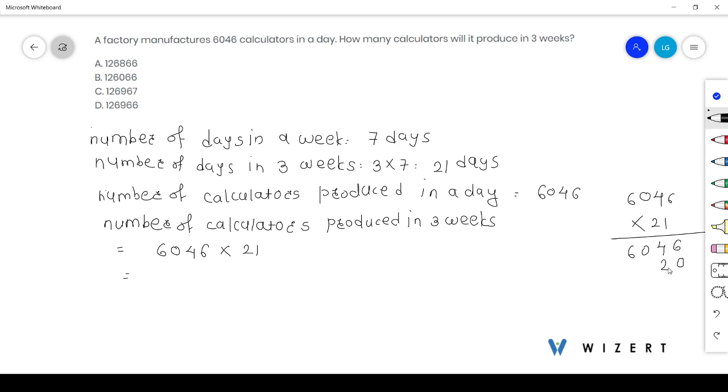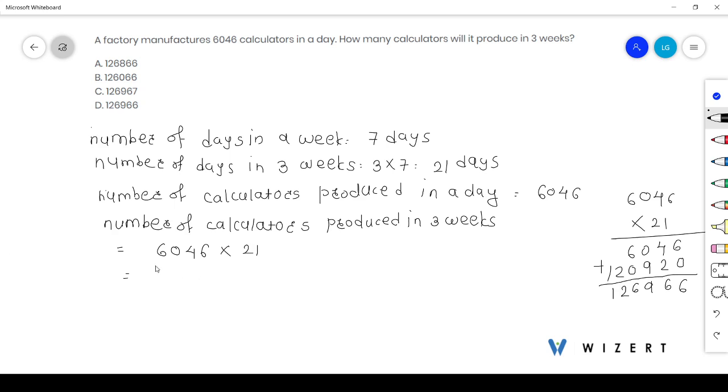2 6s are 12. 1 carry forward. 4 2s are 8 plus 1 is 9. 2 into 0 is 0. 6 2s are 12. Add these two values. 6 plus 0 is 6. 4 plus 2 is 6. 9 plus 0 is 9. 6 plus 0 is 6. 2 and 1 as it is.